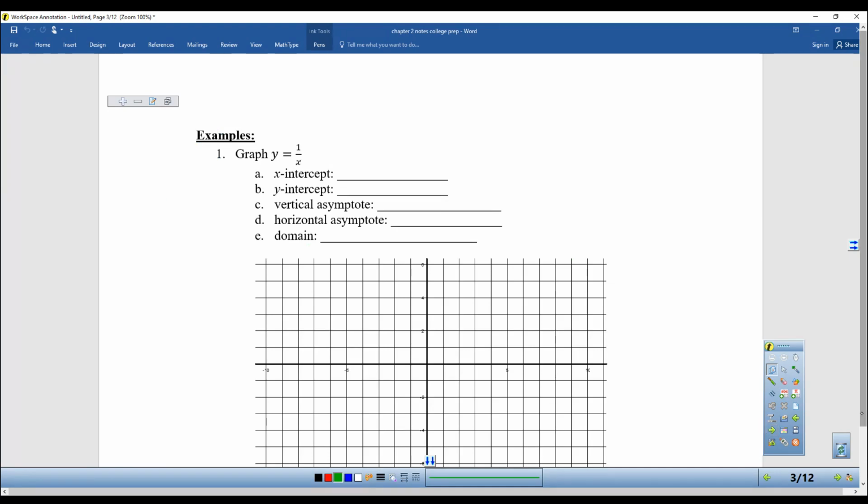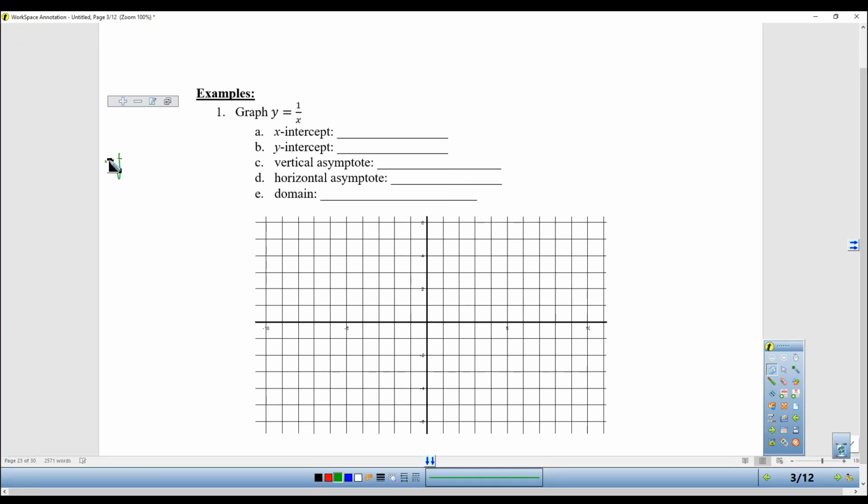All right, so here's our parent graph from Algebra 2. This is a hyperbola.